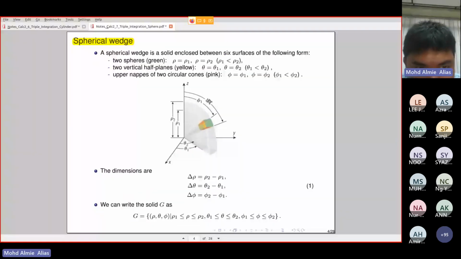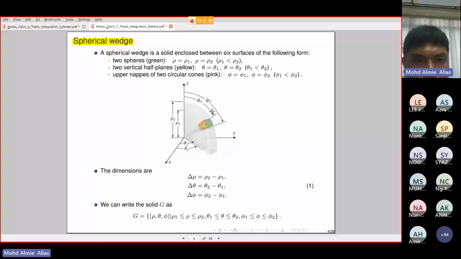So the dimension of this spherical wedge is analogous to what we have for the cylindrical coordinate. So we have delta rho, which represents the difference between the magnitude, or the distance, between the inner and the outer boundary of the wedge. And then you have delta theta, which is what you've seen before, and delta phi is the difference between the angles.